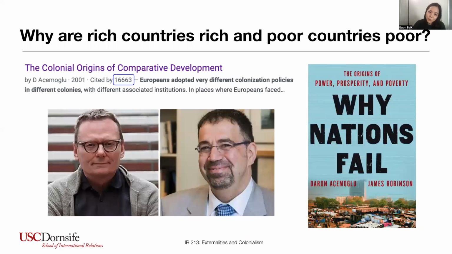So coming back to the age-old question, why are rich countries rich and poor countries poor? We see that not all colonies experienced the same path during and after colonialism. And when we're looking at how colonial origins impacted comparative development, some names to remember are Daron Acemoglu and James Robinson. Their 2001 article called "The Colonial Origins of Comparative Development" has been cited over 16,000 times. And these professors have continued to work on answering this question, including their famous book published in 2012 called "Why Nations Fail."